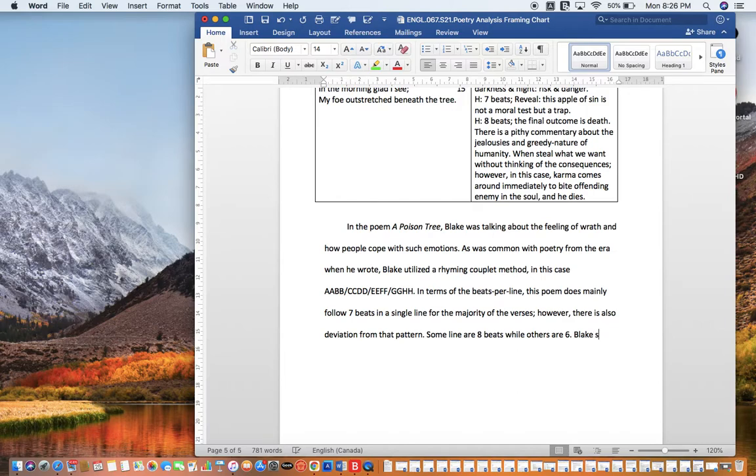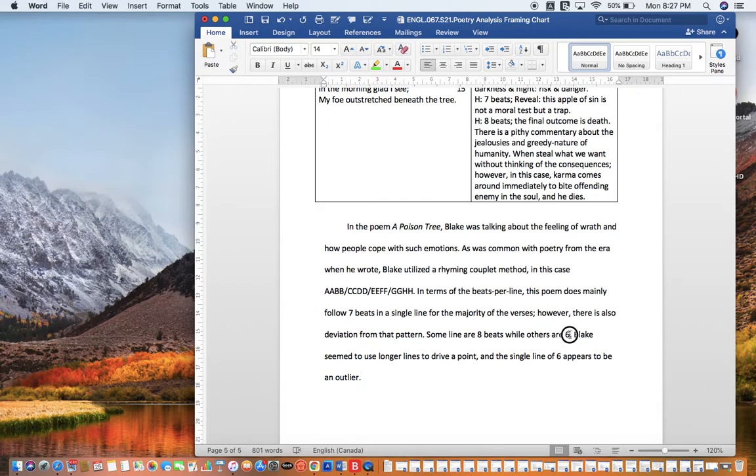Blake seemed to use longer lines to drive a point, and the single line of 6 appears to be an outlier. Just something a little bit odd, some data that's a little bit unusual.